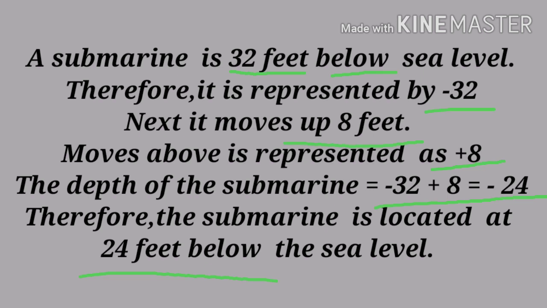Let's write down. A submarine is 32 feet below the sea level. Therefore, it is represented by minus 32. Next, it moves up 8 feet. Moves above is represented as plus 8. The depth of the submarine is equal to minus 32 plus 8. From the note discussed earlier, if two integers are of different sign, we have to subtract the smaller value from the larger value and put the sign of the larger one. That is minus 32 plus 8 gives minus 24. Therefore, the submarine is located at 24 feet below the sea level.